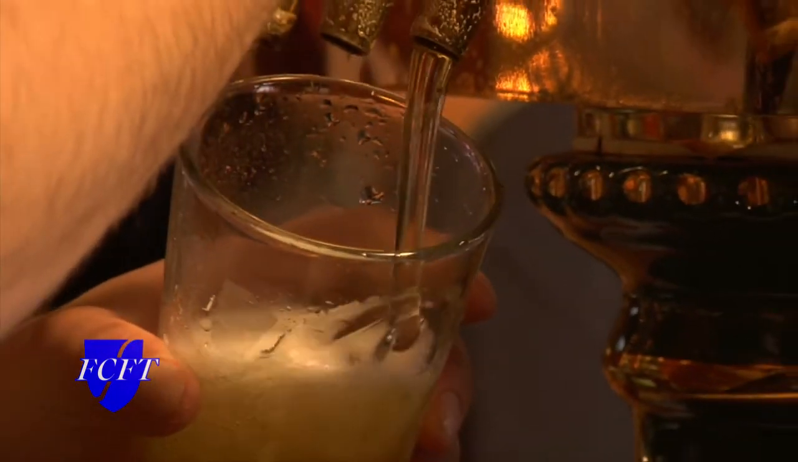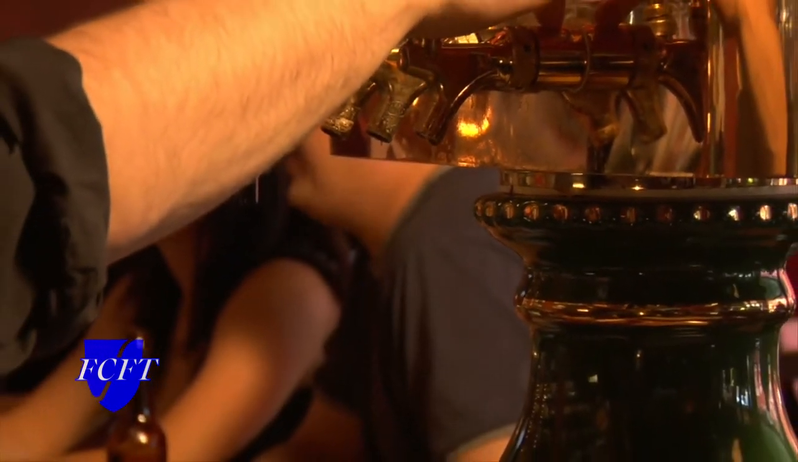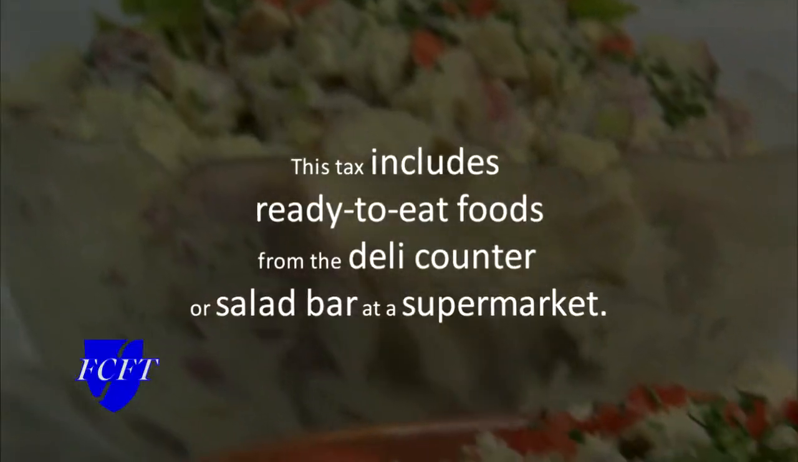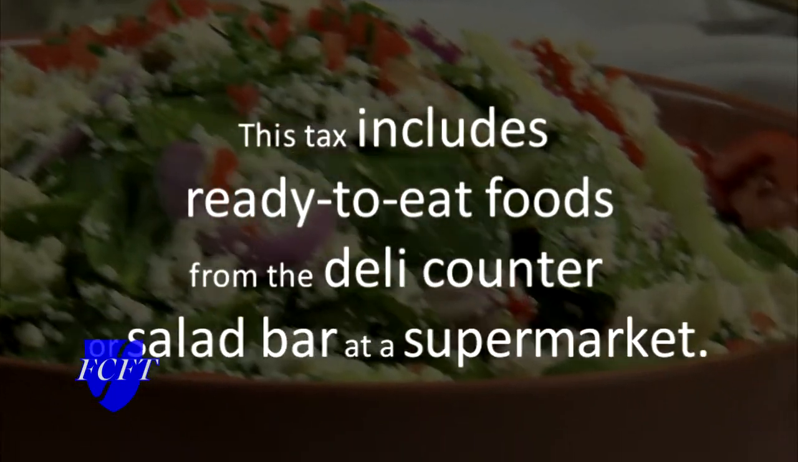It would apply to beverages, both alcoholic and non-alcoholic, that are served with a meal. It would not apply to groceries. Grocery and convenience stores would only collect the tax on ready-to-eat foods, like foods from the delicatessen. On a $5 meal, the tax would be 20 cents. On a $50 meal, the meals tax would be $2. A meals tax applies in addition to other applicable taxes, such as the sales taxes.